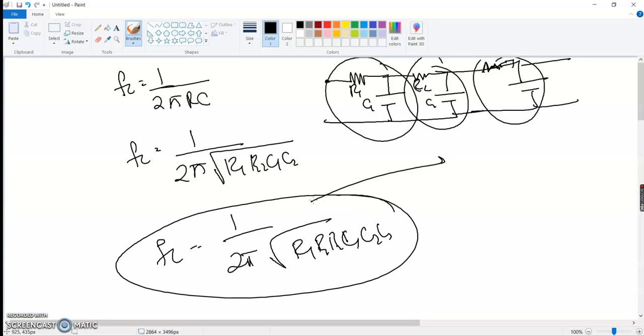Probably we have touched upon something more in detail, maybe from a discussion point of view and all that, but this is what we did. So yeah, this is how you can design an RC high pass filter using passive components.